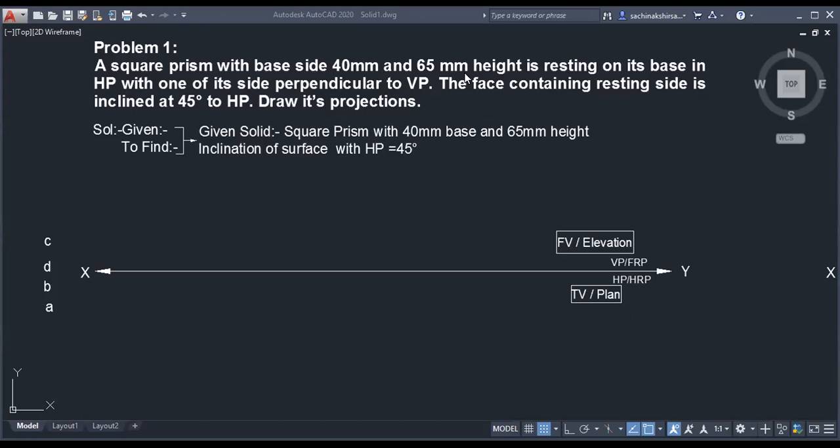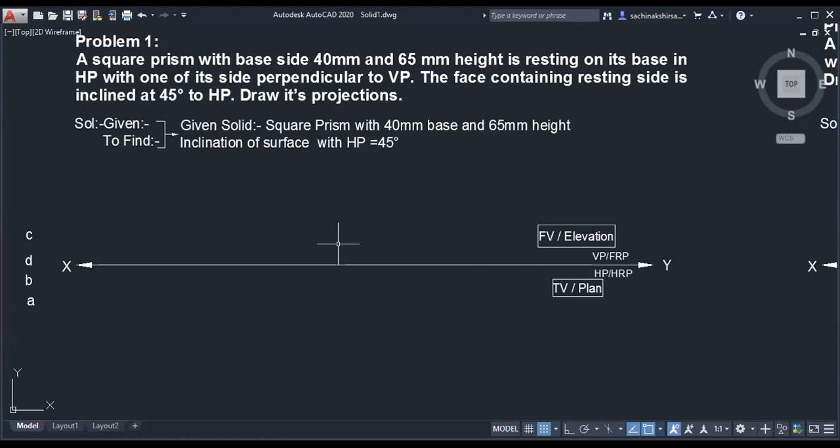A square prism with base side 40 mm and 65 mm height is resting on its base in HP with one of its sides perpendicular to VP. The face containing the resting side is inclined at 45 degrees to HP. Draw its projections. Okay, I will give 1 minute to all to read the problem. Please read the problem, and afterwards we follow our regular method: drawing the XY line, plane, views, etc. Regular, nothing else.